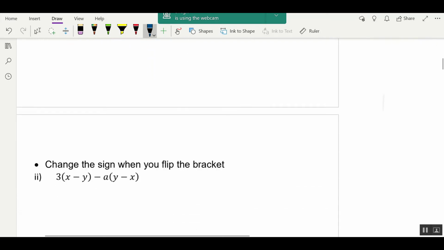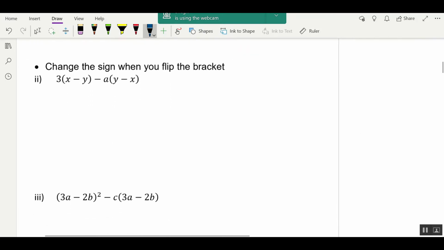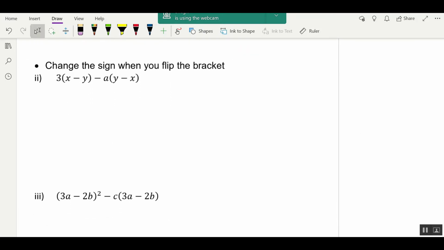So we'll have something like that. Change the sign when you flip the bracket. In this case, usually you will get this kind of question in factorization by grouping. We see that there's x minus y and y minus x here. We always change the bracket behind. y minus x is not x minus y. It's equal to negative of x minus y. So this is the concept that you have to know. If you're unsure of this concept, go back to my basics video.